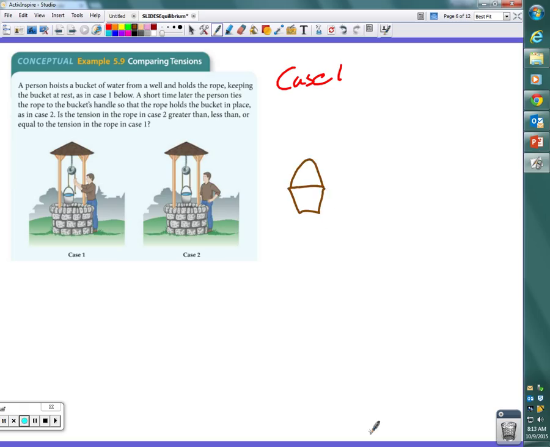There's my bucket. Okay? Free body diagram. Notice this is a conceptual example. There are no numbers, so let's just go off what we know. It says here, keeping the bucket at rest. We just learned that something at rest, what has to be true about it? Equilibrium, right? Let's put some terms in there. What is our actual definition of equilibrium?